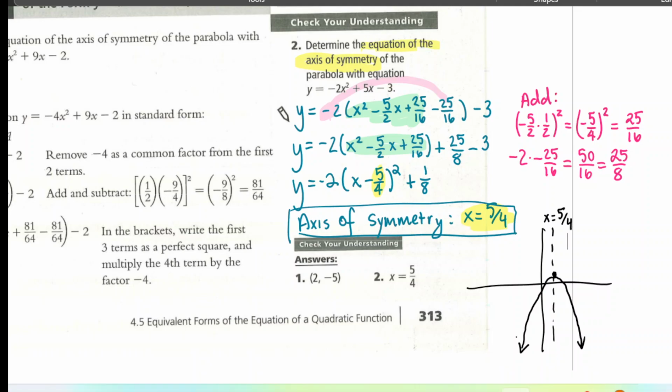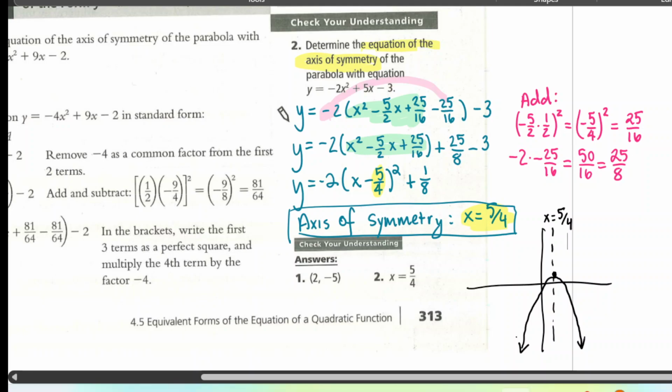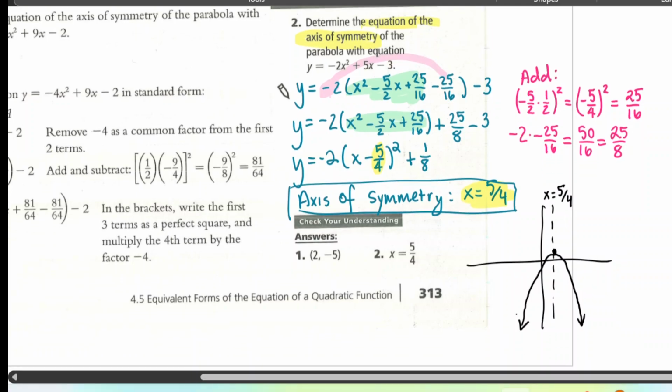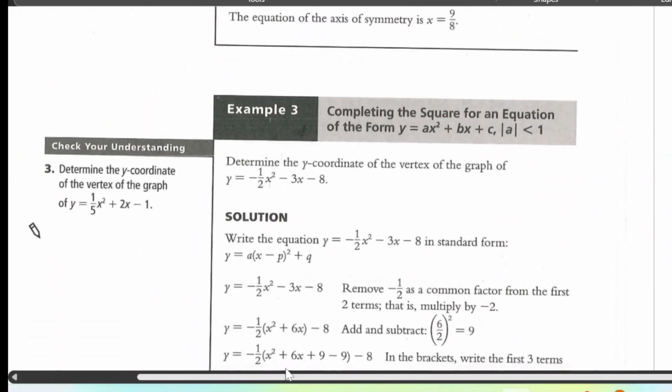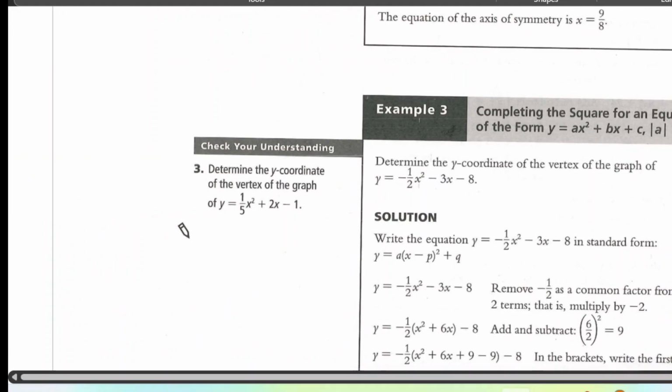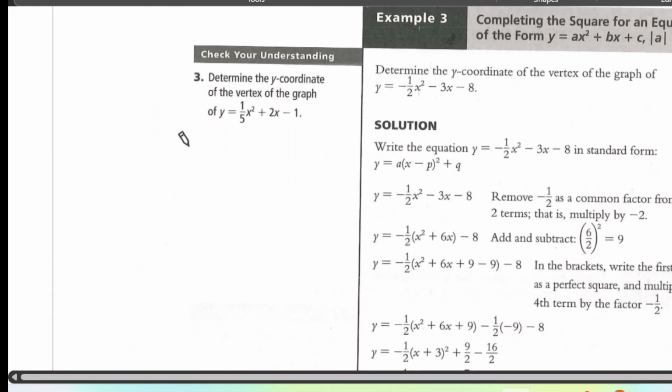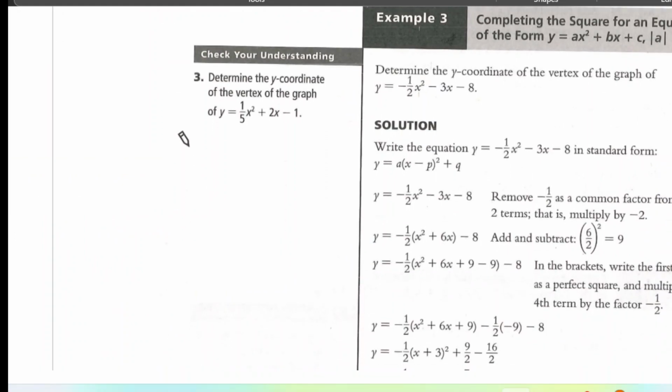Okay, let's go on to the final example. And this last example will have an a value that is a fraction. Okay, so scroll ahead to example 3. And it's going to be those same 3 steps all over again, just with a different a value. Okay, so this time the a value is a fraction. I'm going to factor that out.